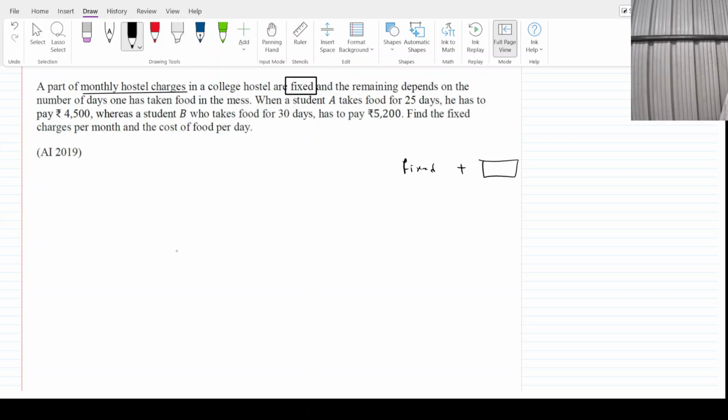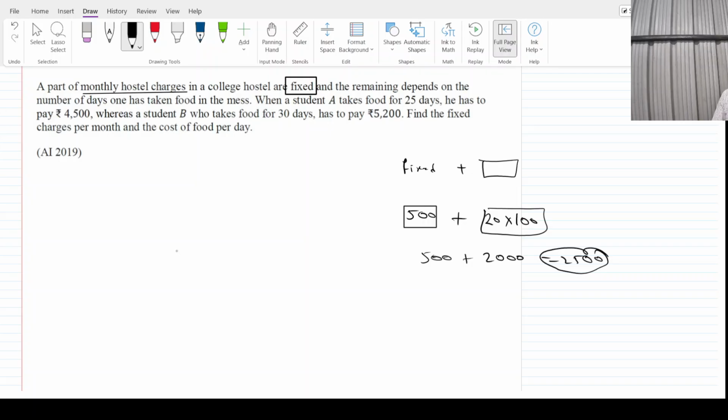For example, I am starting my hostel. Lakshan came to my hostel. Hey Lakshan, you want to stay in the hostel? The fixed price is 500. You have to pay 500. Then for however many days you stay, 100 rupees per day. So suppose he stayed for 20 days. How much does he have to pay in total? 500 plus 20 into 100 is how much? 2000. Total 2500 he has to pay.